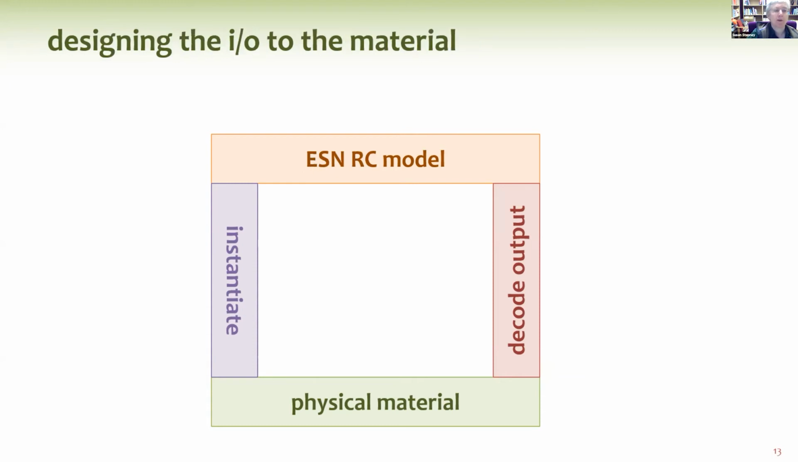So here we've got the echo state network reservoir computer model at the top. And then what we have to do is design the other three arms so that everything links up together. So this is an iterative process. We can't do it in a sequential manner because changing one of the arms changes the requirements of the other arms. So for example, I said you have to be able to instantiate the problem, the program, the data into the physical material. You have to be able to put something into it.